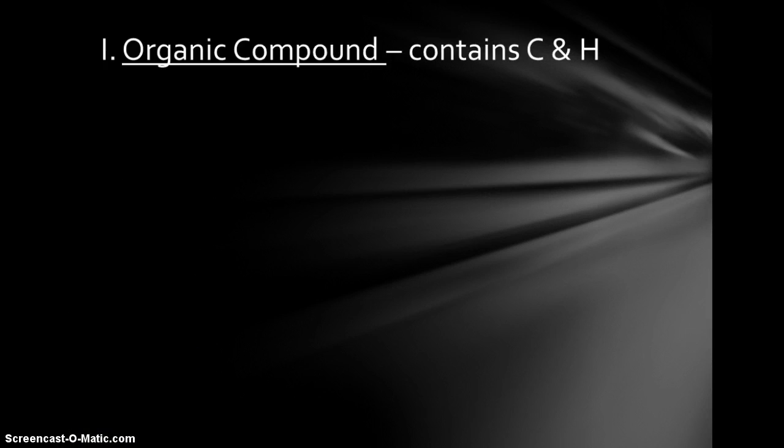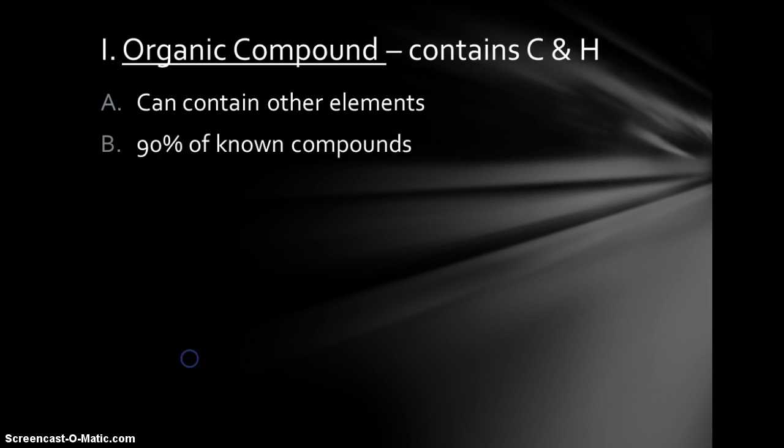Hi students, today we are going to be doing Chapter 9, Section 1. Organic compounds. Organic compounds contain carbon and hydrogen, and they sometimes will contain other elements as well. So they can contain other elements.